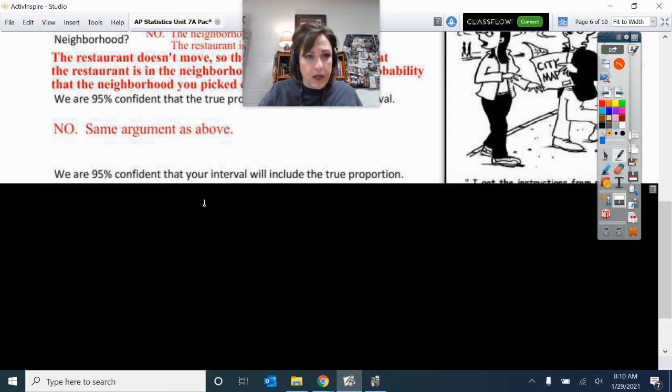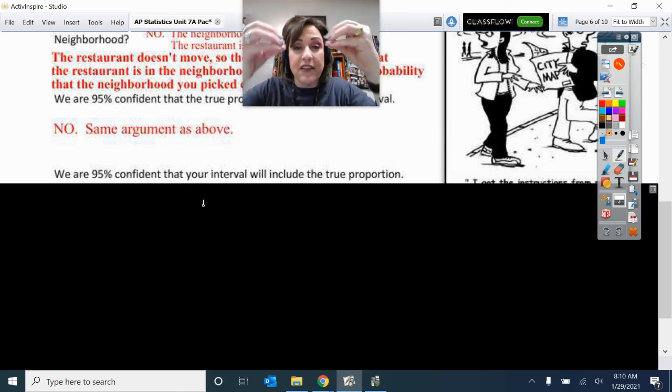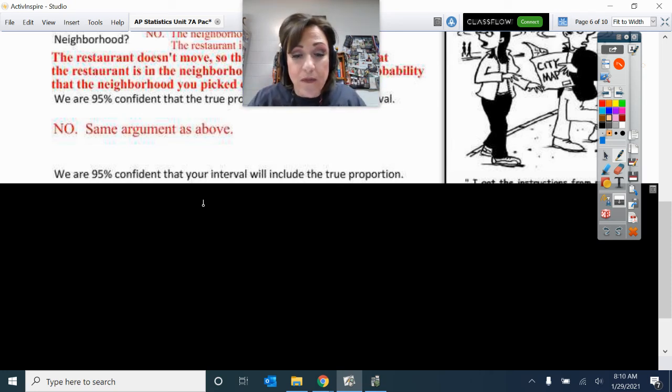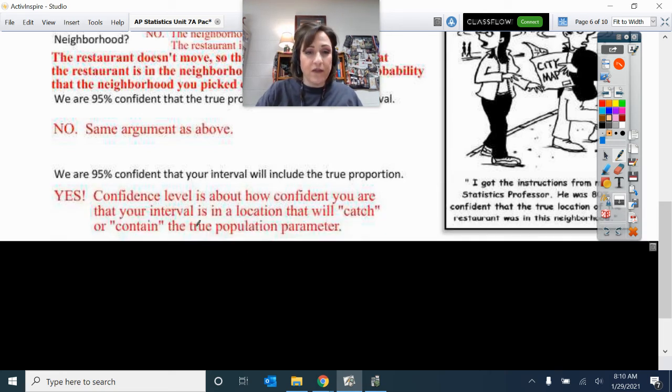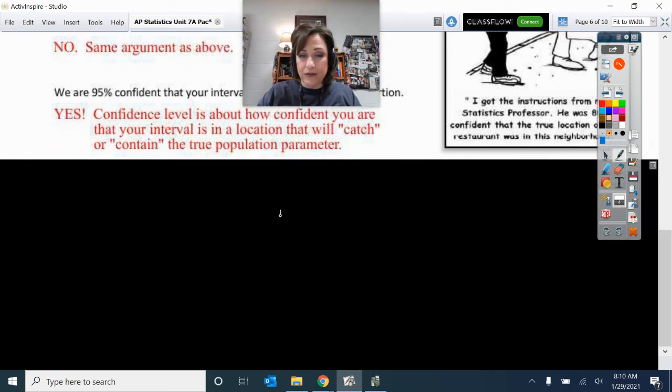Okay, I think that's, see, I get confused still. Okay, we are 95% confident in your interval. So what are we talking about? We're talking about if that interval is going to contain it, not if it is in the interval. Does that interval contain it? That's what we're talking about. Yes, we are 95% confident. That confidence level is about how confident you are that your interval is in a location that will catch or contain that true population parameter.